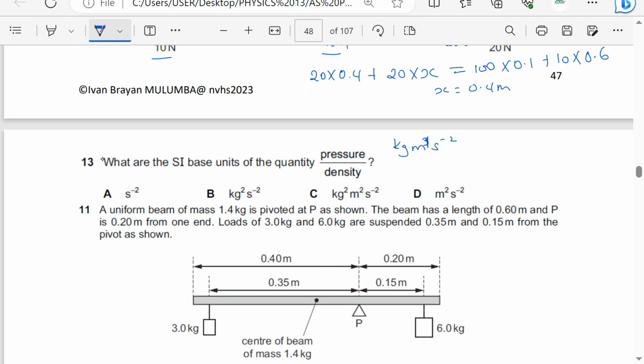So this is power 1 minus 1. You have meters divided by meters squared. So that is m power minus 1. That is pressure divided by density, which is kilograms per meters cubed. So this cancels out. m^-1 divided by m^-3, that is m^2 s^-2. So the answer here is going to be D.